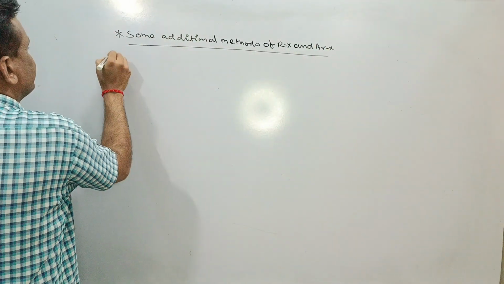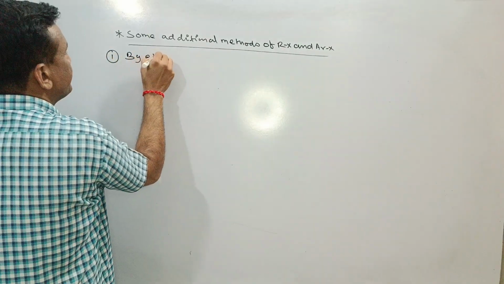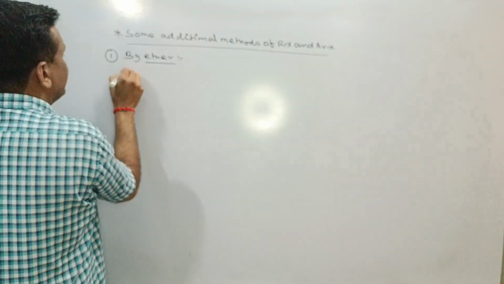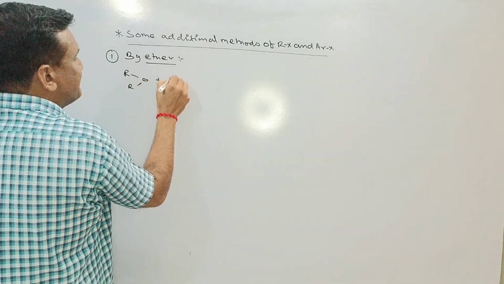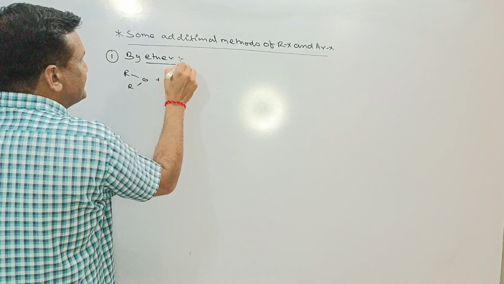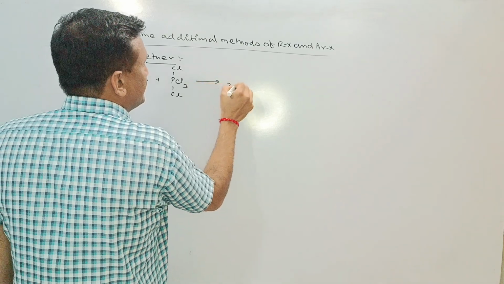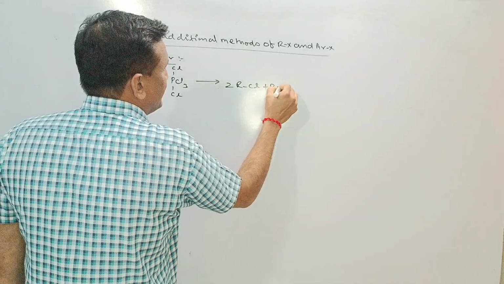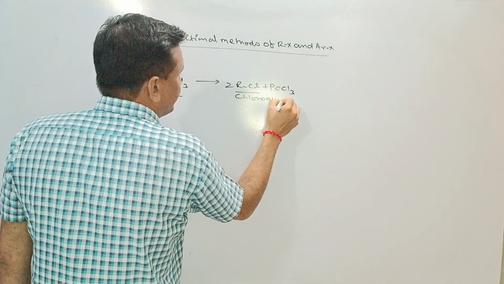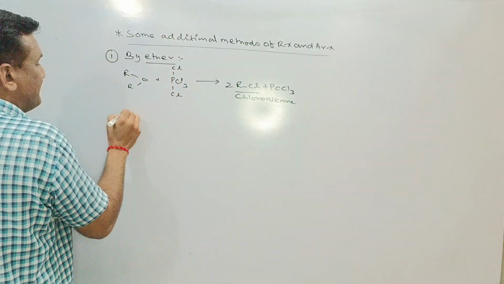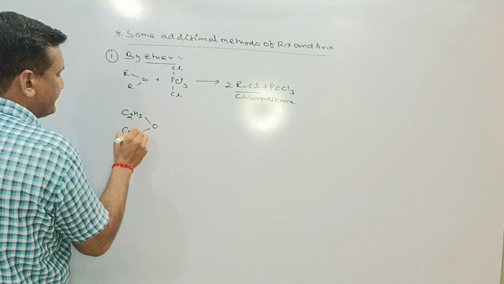If I go with the first, then we can take ether. This is the ether. As an ether, we can take ROR as the formula. On reaction with PCl5, what will happen? It will dissociate into PCl3 and Cl2. We have discussed the dissociation of PCl5. So here will be formation of two molecules of RCl, chloroalkane, with POCl3.